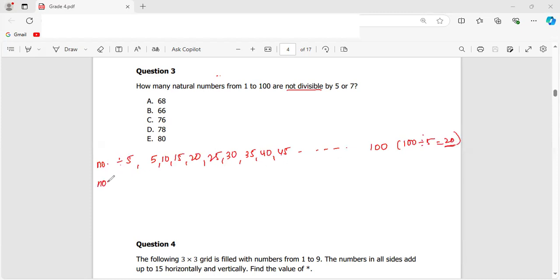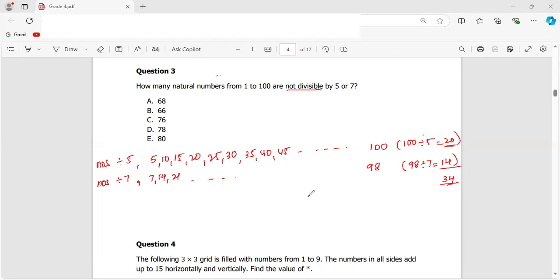Similarly, numbers divisible by 7. So you start with 7, 14, 21. Now, what is the last number less than 100 which is divisible by 7? That will be 98. So you go all the way till 98. So basically 98 divided by 7 will be 14. So you have 14 numbers here. So you add it up. So there are 34 numbers.